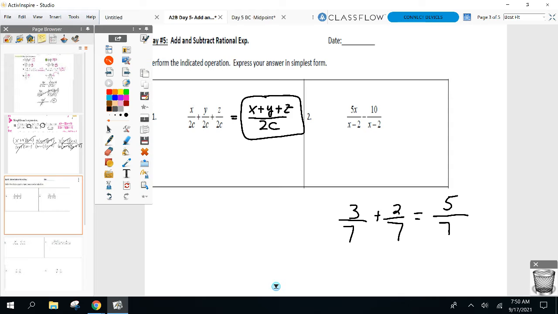Number 2, you got like denominators? Yes. Okay, so what's your final answer denominator? x minus 2. What are we writing on top? 5x minus 10. Everyone all right? 5x minus 10? Nothing you can do there, but unlike the last one, we're not done here.